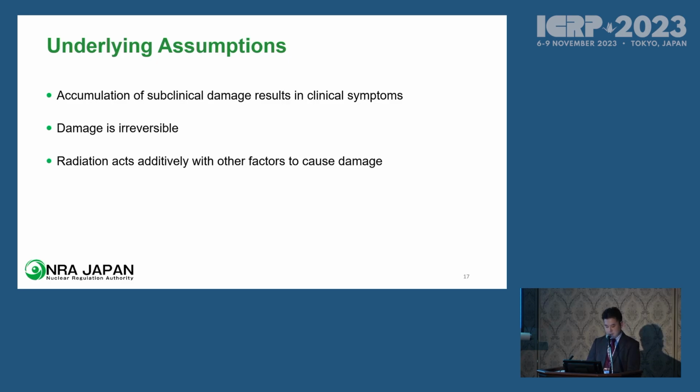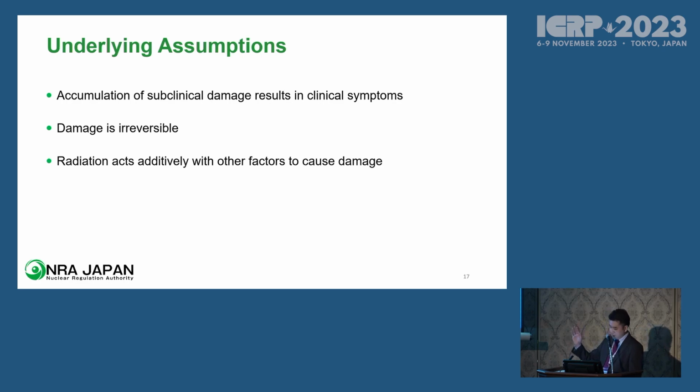Okay, so far I have talked about the dose response for DCS, but it may be possible to broaden the scope. There are 3 underlying assumptions in our model. Accumulation of subclinical damage results in clinical symptoms. Damage is irreversible, and radiation acts additively with other factors to cause damage. These assumptions are not necessarily requirements for the phenomenon being proposed. I want to generalize the discussion with a slight modification.